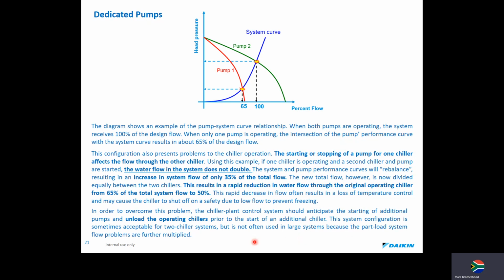The system configuration is sometimes acceptable for two chiller systems, but not often used in large systems because of the part load system flow problems. What this is pretty much saying is instead of just starting or switching off a second pump, start unloading the chiller that's operating and then bring on the other pumps. It's going to stop this low delta T and thermal shock due to the reduced water flow rate.